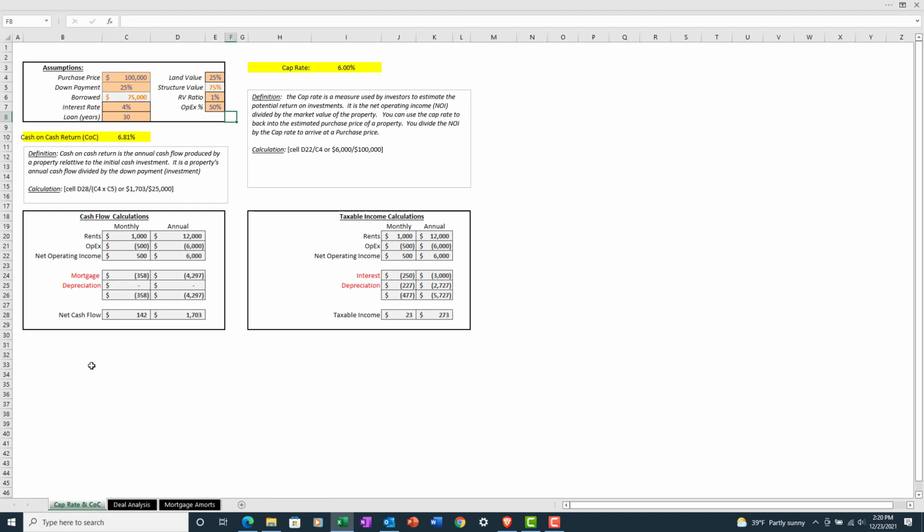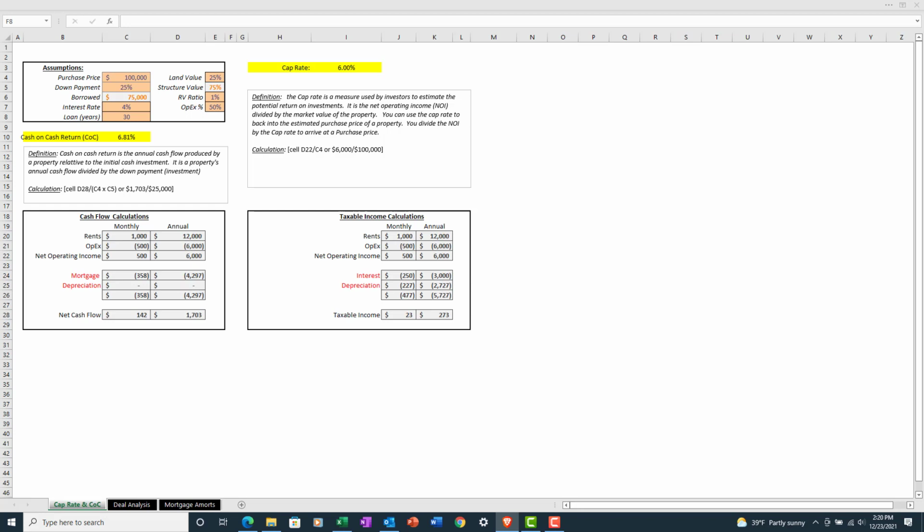On the cash flow side, we're deducting the entire mortgage payment, which includes both interest and principal. On the taxable income side, we only deduct the interest portion of the mortgage payment because principal paid on a loan is not tax deductible.